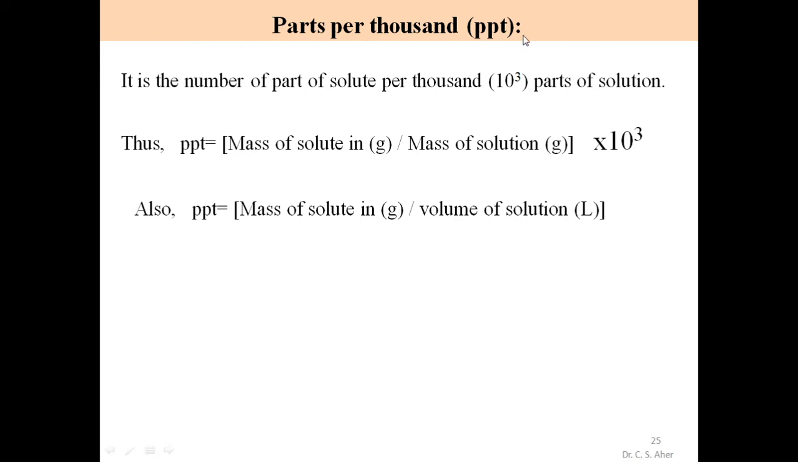What is part per thousand? It is the number of parts of solute per thousand, that is 10 raised to 3 or 1000 parts of solution. So ppt, part per thousand, is mass of solute in gram divided by mass of solution, into 10 raised to 3. It is also expressed as mass of solute in gram upon volume of solution in liter. So that is the part per thousand.